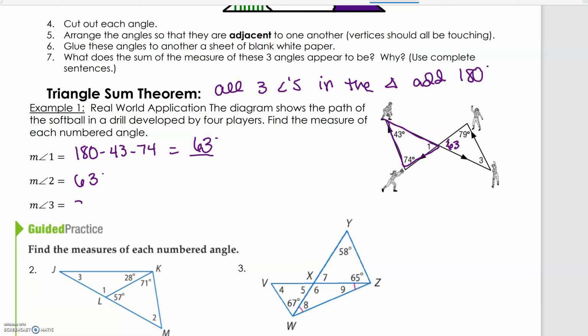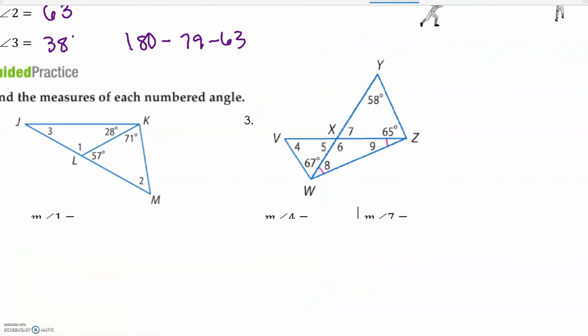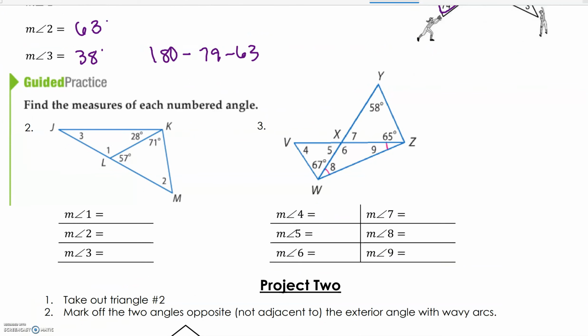And you should have gotten 38. When you take 180 minus 79 minus 63, the 2 angles you do know. So some more practice with that. Let's go ahead and find angle 1. Well, this forms a linear pair when they're next to each other. So 180 minus 57, and that's 123.